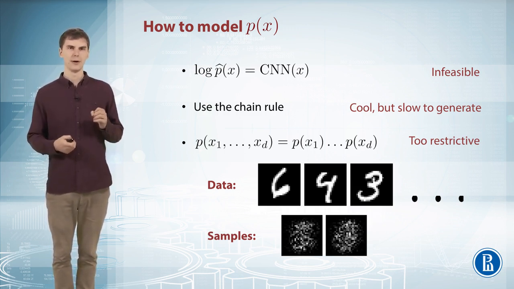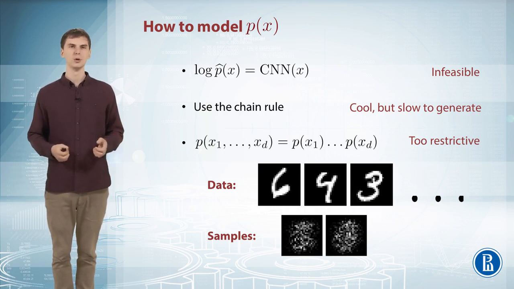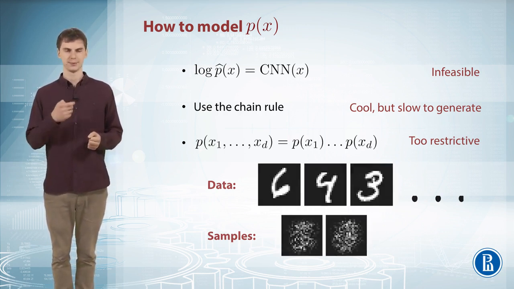So for example, if you saw one half of the image, you can probably restore the other half quite accurately, which means that they're not independent. So this assumption is too restrictive.